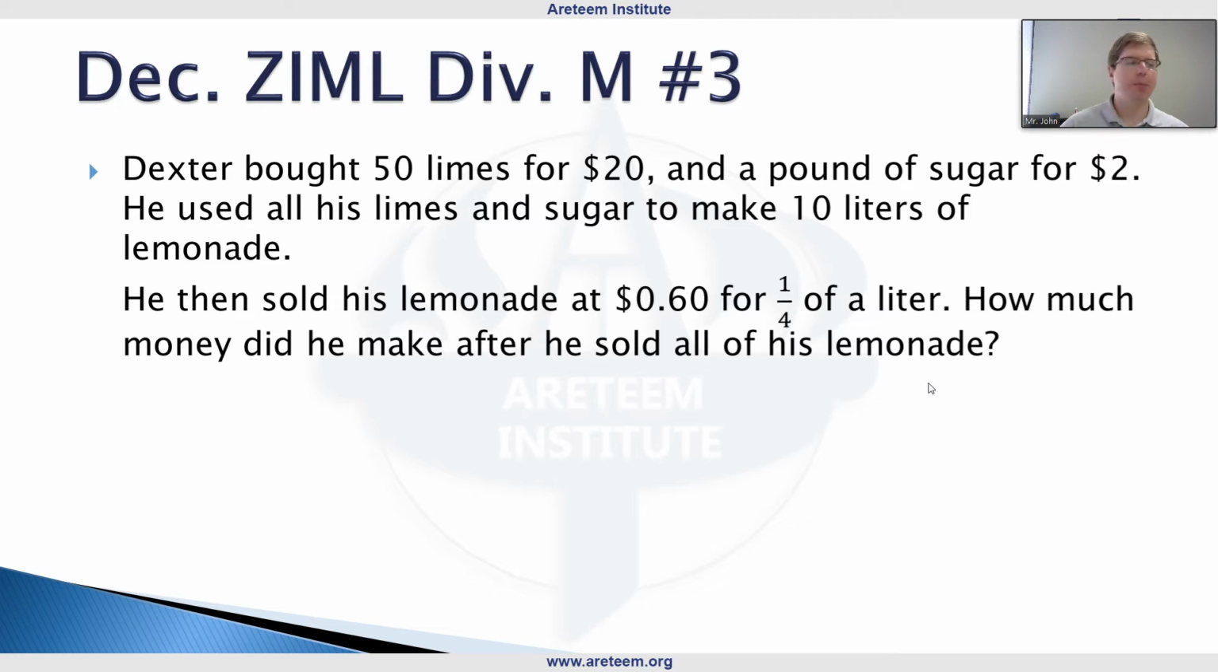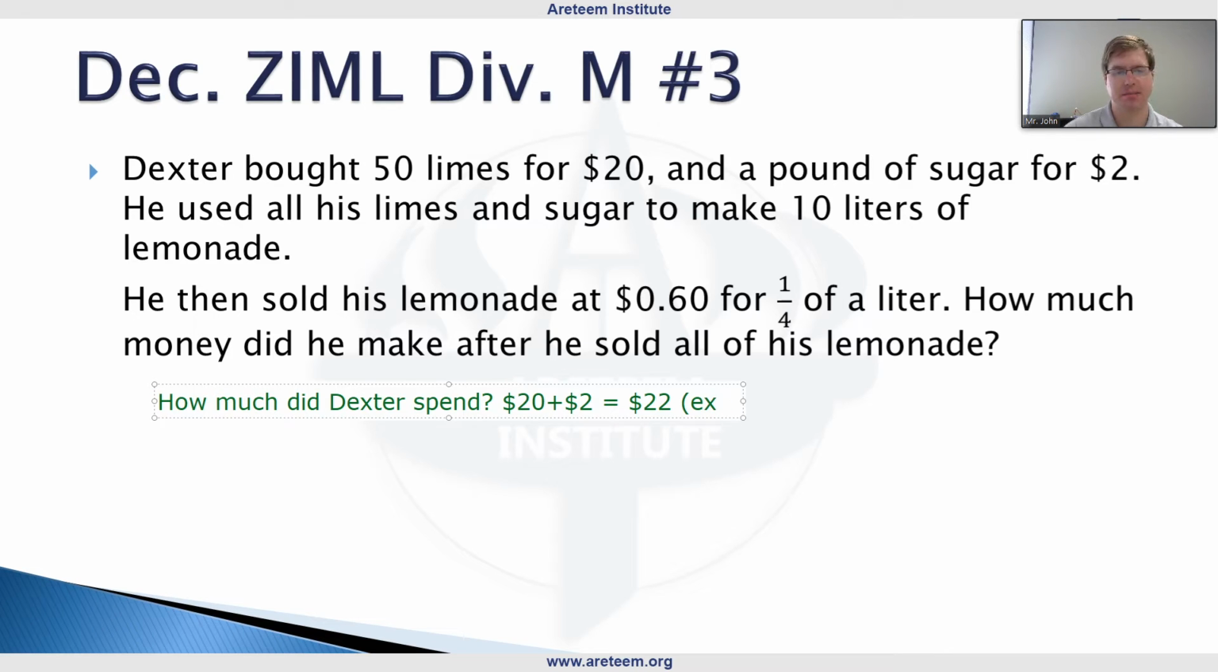Okay, so we basically have 2 parts here. The thing we want to keep in mind is how much did he spend, and then how much did he make. So how much did Dexter spend? Of course, we're focused on the mathematics, but maybe we can also learn a little bit of economic terms as well. We have $22 he spent. These would be called his expenses. That's the money he spent to make his drink.